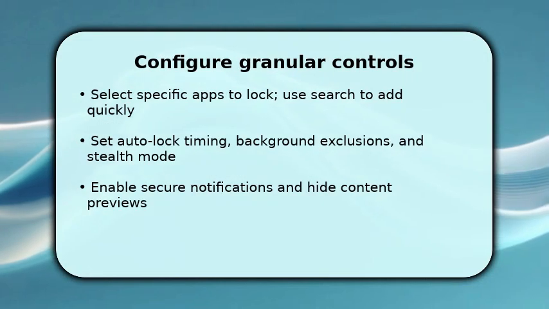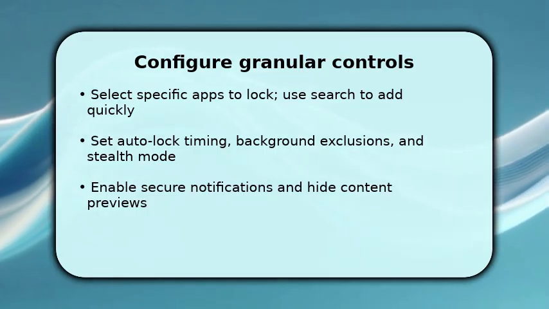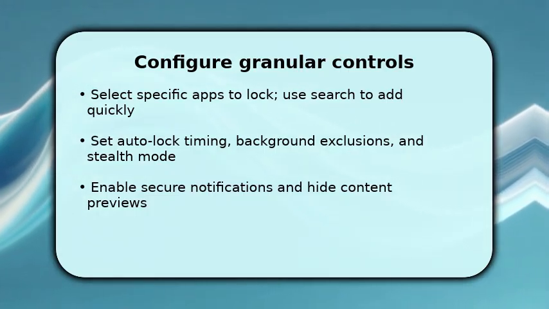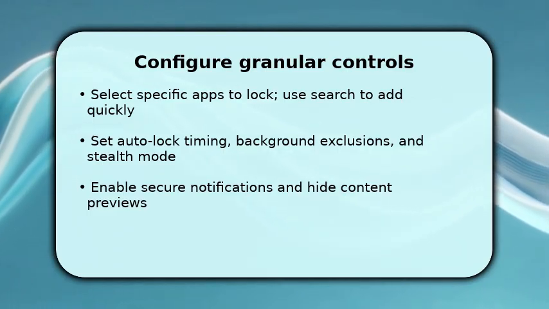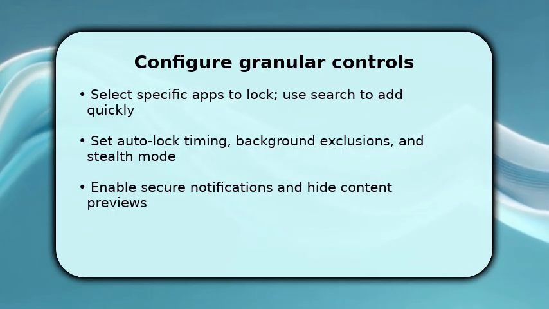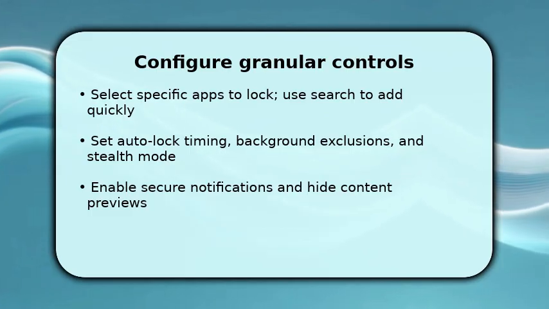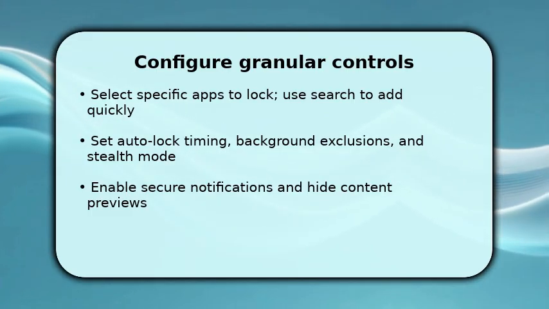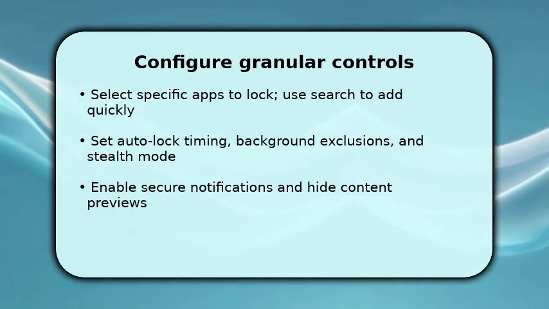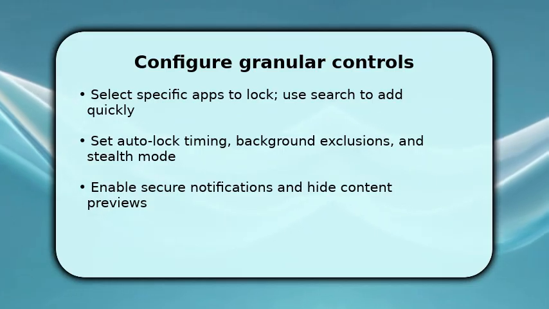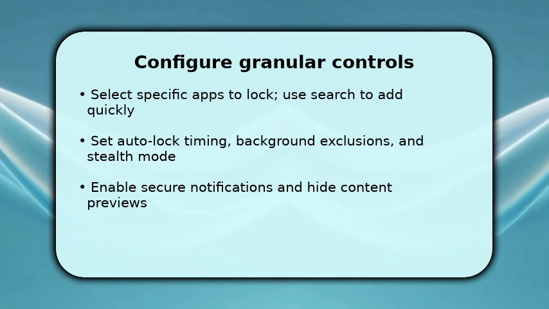Now you fine-tune behavior for real-world use. You should add the apps you want secured and order them by priority. Once added, set auto-lock timing, immediate versus delayed, depending on friction you accept. Make sure to exclude necessary background services so the lock doesn't break essential app functions. Enable stealth features like disguised icon or silent lock notifications if you need privacy. Finally, hide sensitive notification content so previews never reveal locked data when the device is idle.